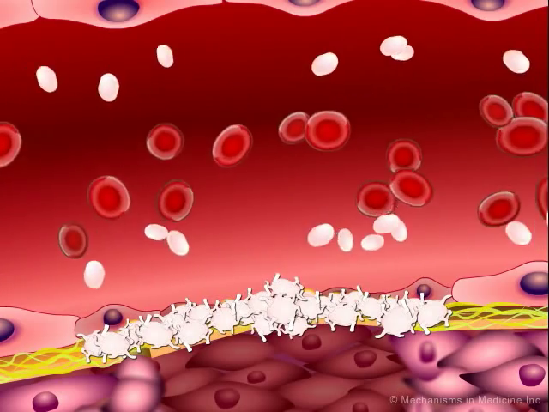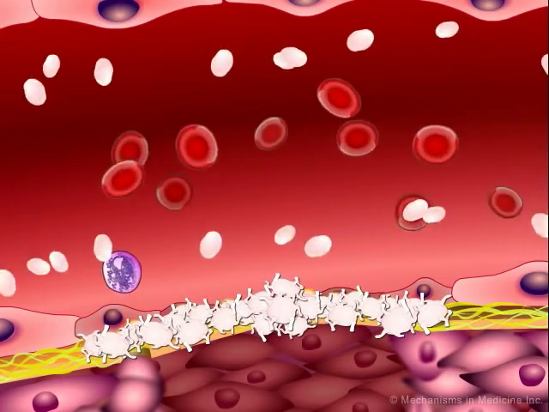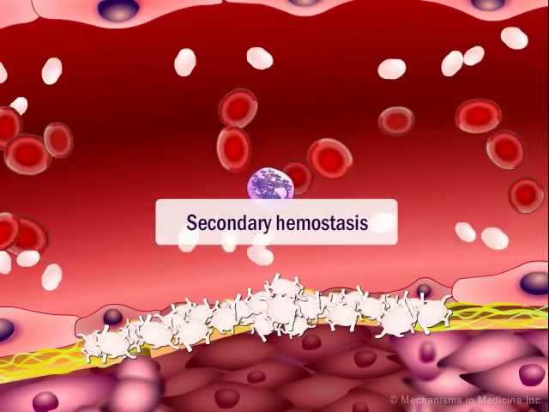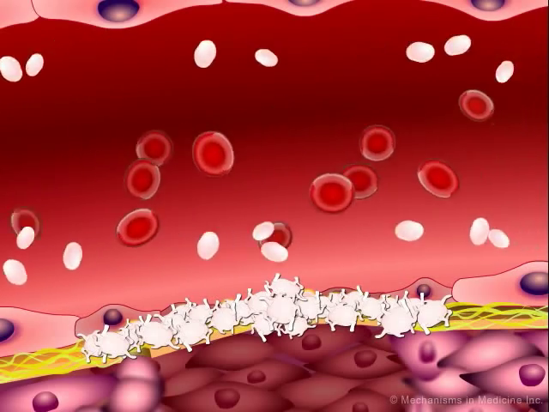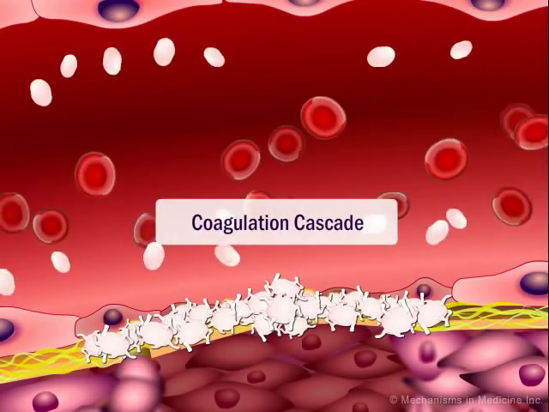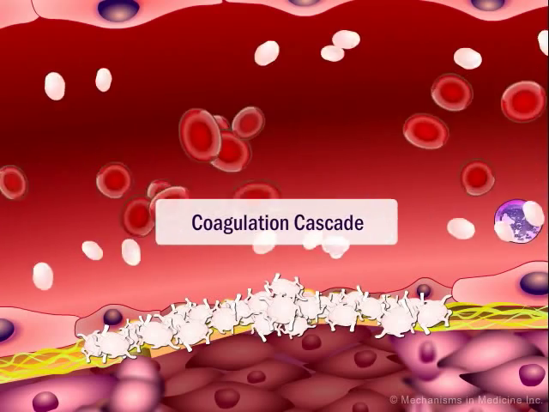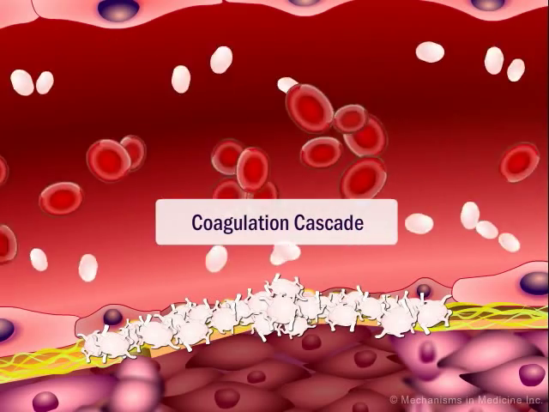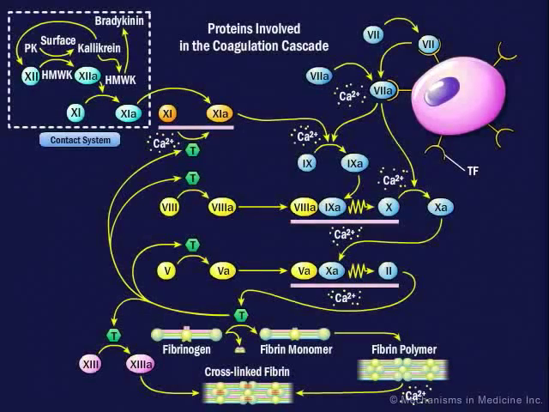The integrity of this seal relies on fibrin mesh formation, termed secondary hemostasis, to stabilize the plug. Fibrin formation is the result of the coagulation cascade, a series of enzymatic reactions that result in the production of covalently cross-linked fibrin. The cascade involves many different proteins.